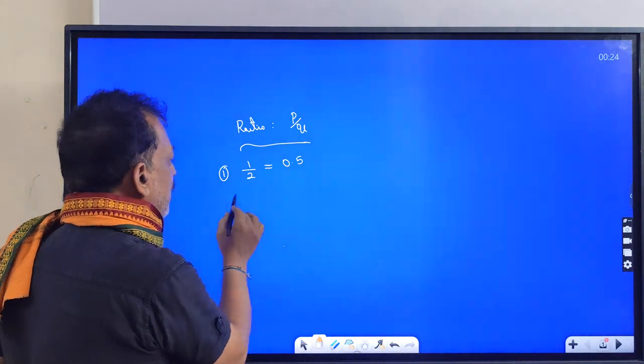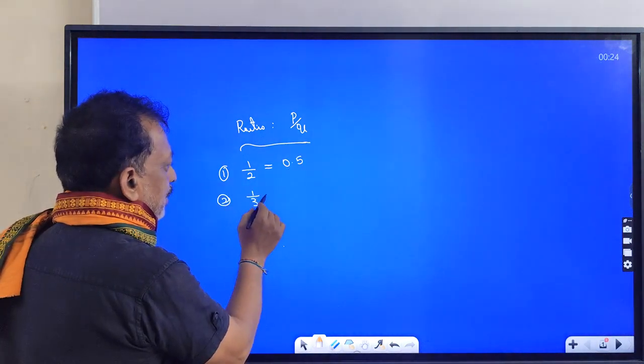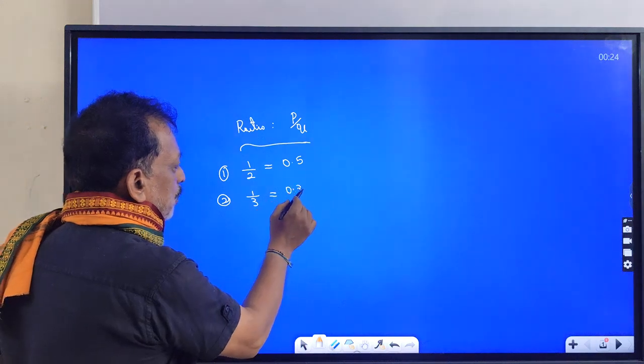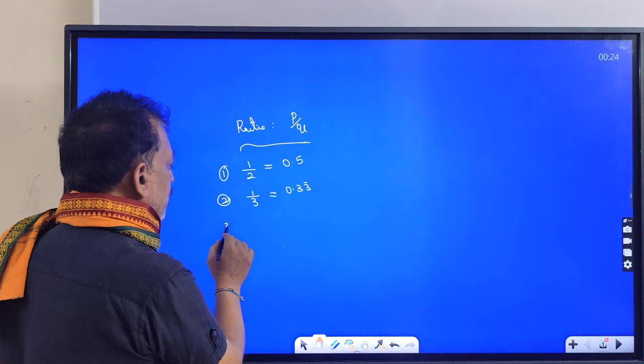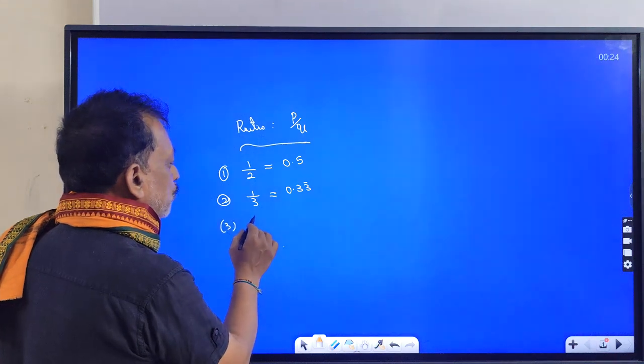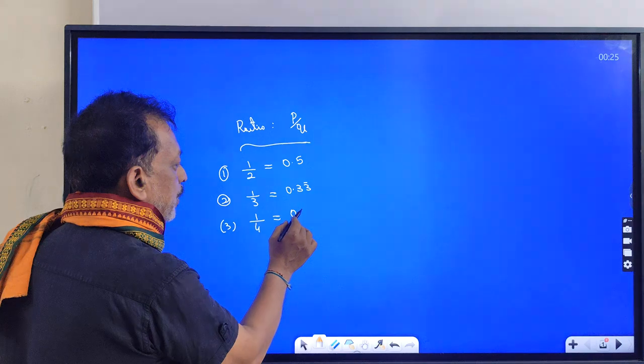0.5. Okay. Next, suppose it is 1 by 3. What is 1 by 3? 0.33, with a bar you can put. Now the third one is 1 by 4. 1 by 4 is equal to 0.25.